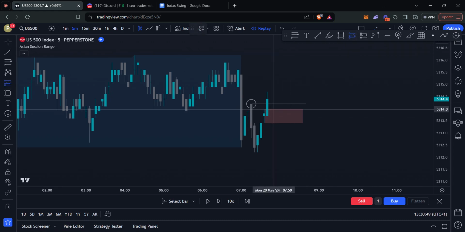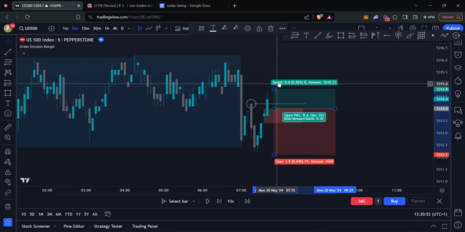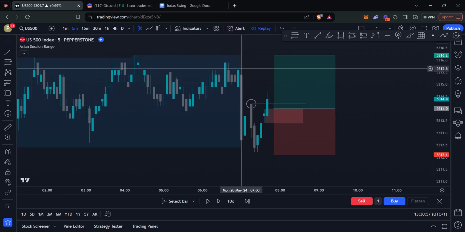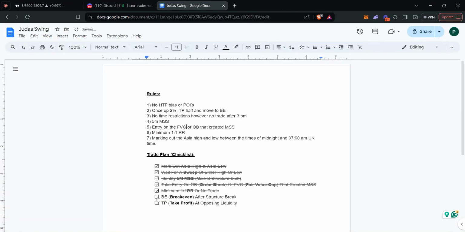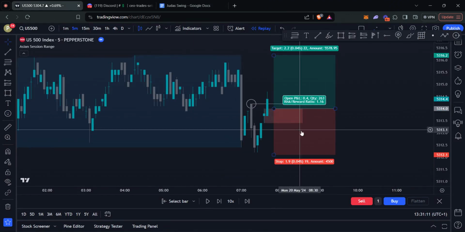So what we do is we put our entry at the open of this order block, stops just below the most local low, and then we target the opposing liquidity, which in this case is the Asia high. So now we can tick everything off because we have a minimum 1-to-1 risk to reward, as we can see right there. We go break even after a structural break, and we take profit at the opposing liquidity. So that is our trade setup.